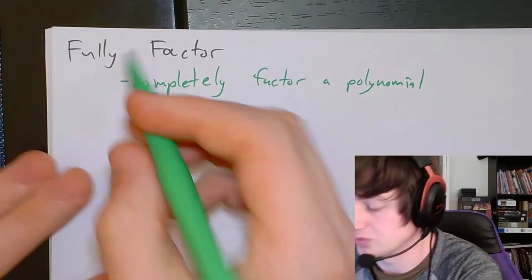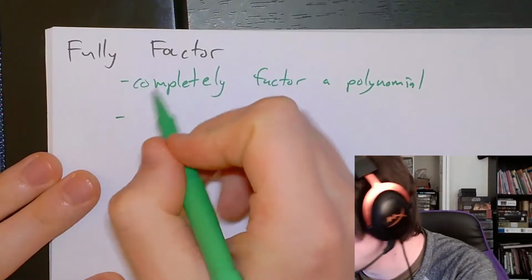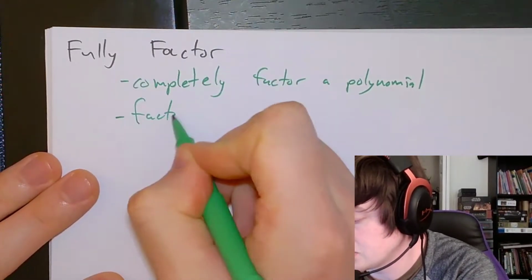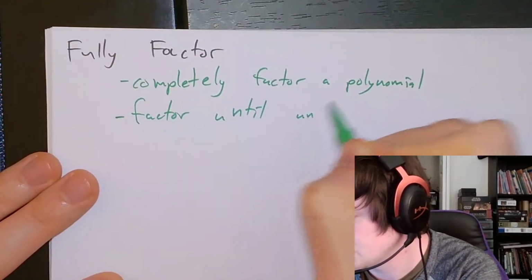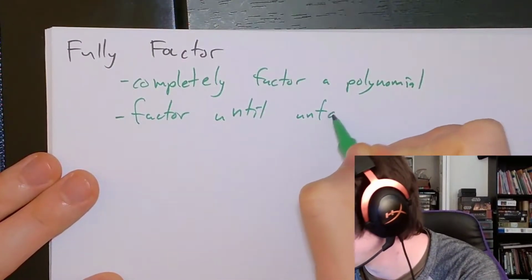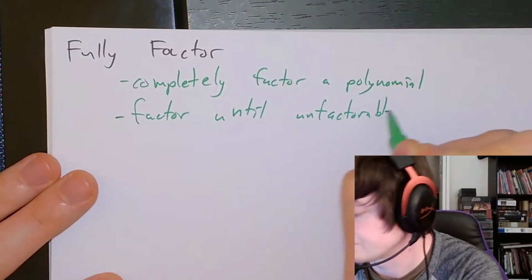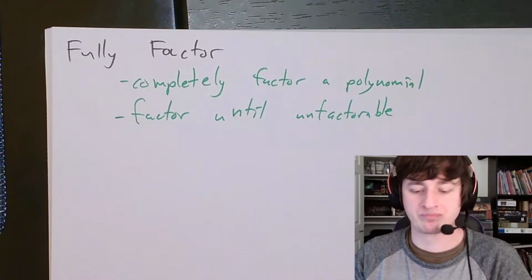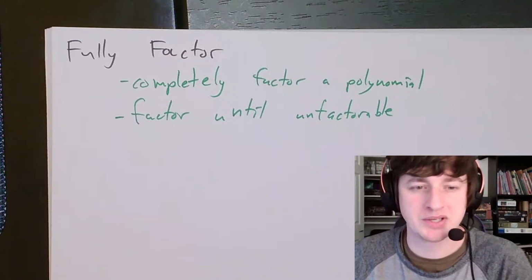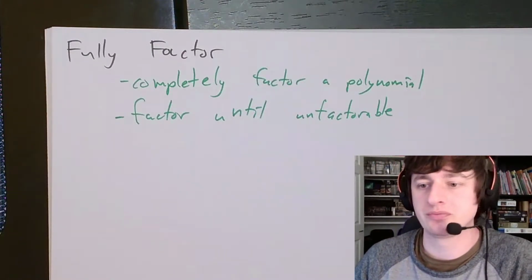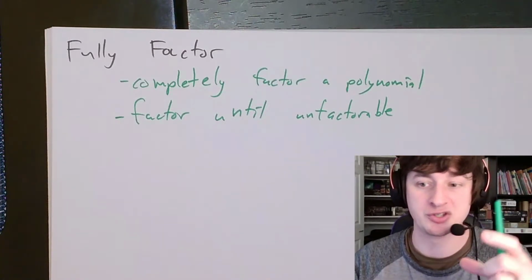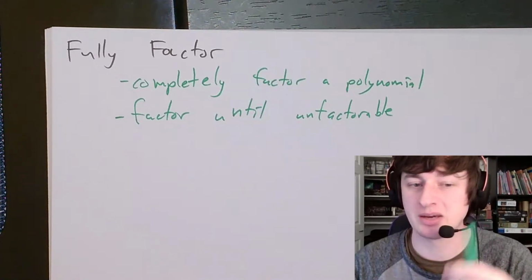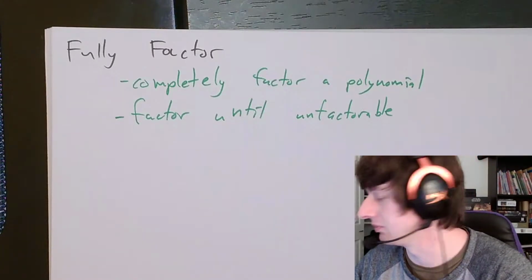We're going to add in today that we want to completely factor. This just means we're going to factor until it's unfactorable. There's nothing left we can factor. This especially applies to greatest common factor. If there's something that we can take out of every term and then we got a bunch of stuff left in the parentheses, we should check, can we factor the polynomial in those parentheses?